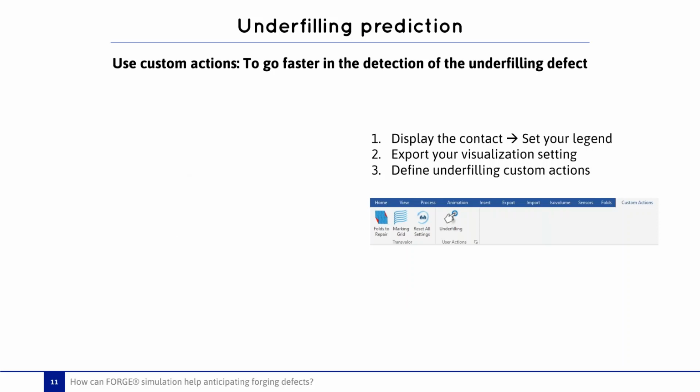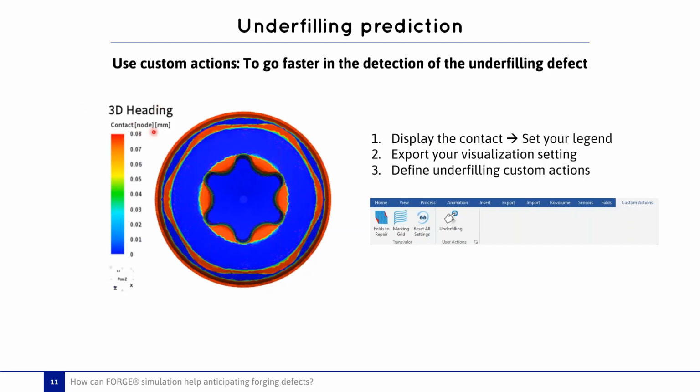To go faster in the detection of the underfilling defect, custom actions can be used. This feature is available from version NXT 3.1, so it is quite recent. To create the custom action, you need to display the contact, then you click on the contact, set your legend, and then export your visualization settings. Once the underfilling custom action has been created, you go to custom action and click on underfilling. And now it is possible with a single click to check the underfilling on any simulation or any project.